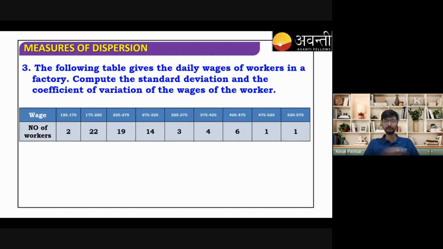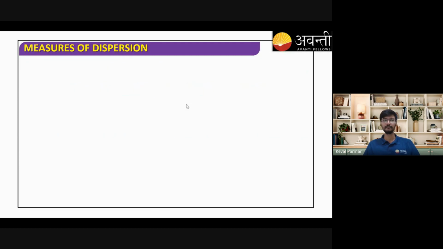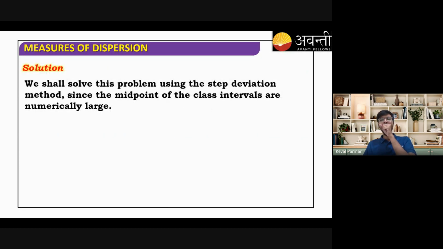Here you can see we don't have to compare the two data. We simply have to get the coefficient of variation for the single data. Now you can see here again the numbers are very large. You can see 125 to 175, and then last 525 to 575. So when such numbers come, we prefer the step deviation method. Yes, here we are using the step deviation method.